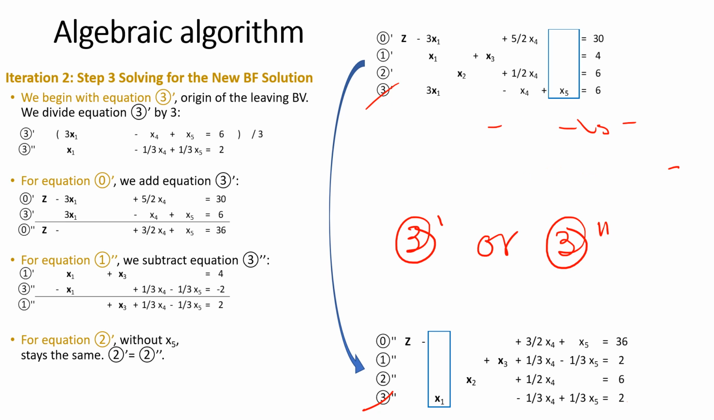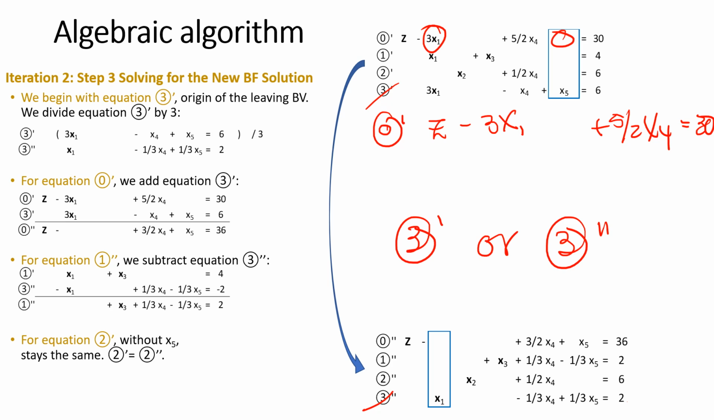So let's solve now equation 0. We got equation 0 apostrophe, it's equal to Z minus 3x1 plus 5/2 of x4, and this is equal to 30. Now what we need here is this, we got a 3, we need to make it a 0, so we can use our original. Here we got a 3, and it's already negative, so we just add it.